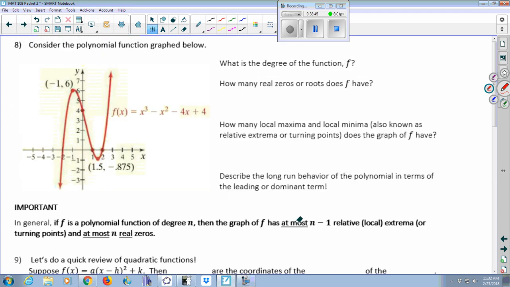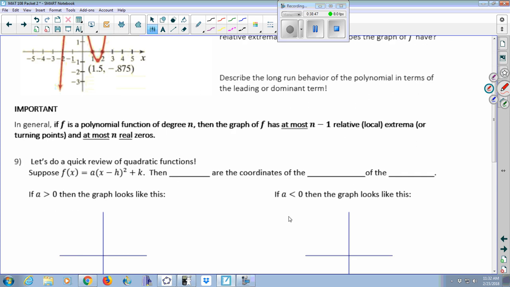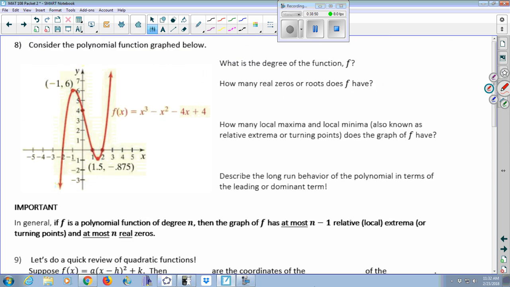All right. So let's do this really quickly. Spent too much time on the toolkit functions. What's the degree of this polynomial? Well, I've given you the function right here. So what's its degree? 3. It's the highest power you see.